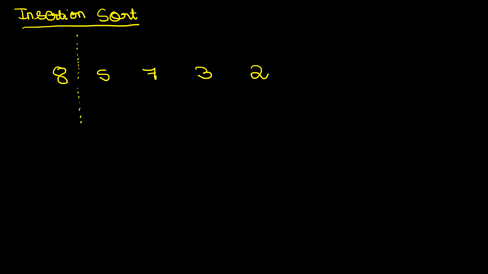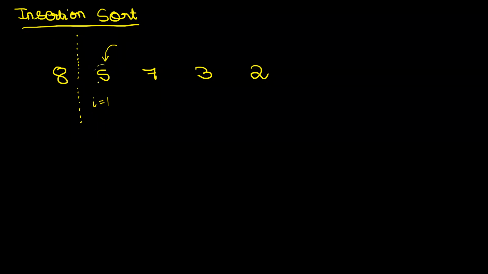In a single element, what sorting do you want to do? Nothing. So the left part of the array, to the left of this dotted line, is already sorted. Now the idea that insertion sort works on is that I will pick up elements one by one, starting from index number 1. This one element is already present in the sorted part. So first of all, I will pick this element 5, which is present at index number 1, and then I will insert this element 5.